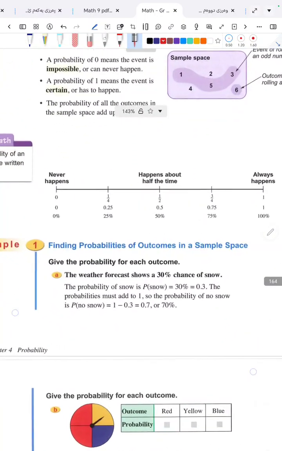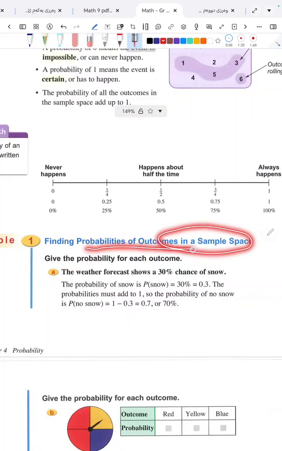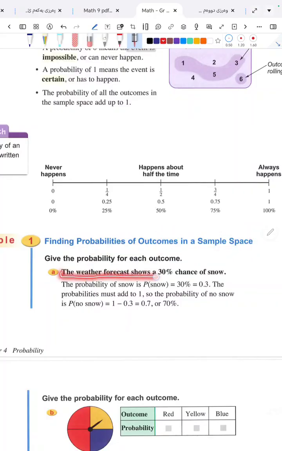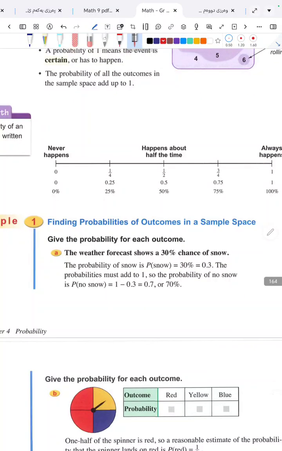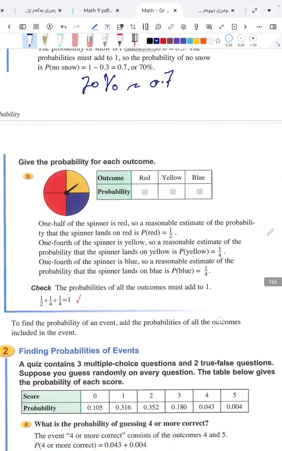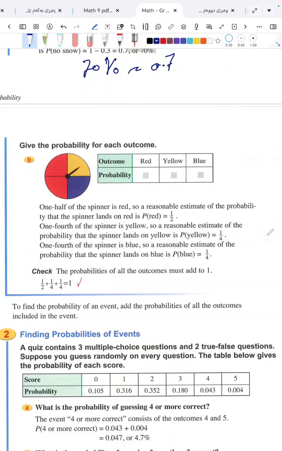Let's see, the first case is about finding the probability of outcomes in the sample space. The weather forecast shows a 30% chance of snow. What's the probability of not snow? So, what's the complement of 30%? Of course, it's 70%. What about if I change to decimal? If I change 70% to decimal, it will be 0.7.